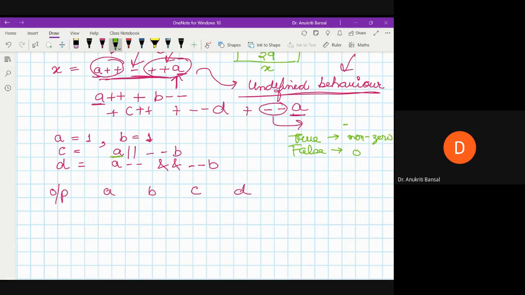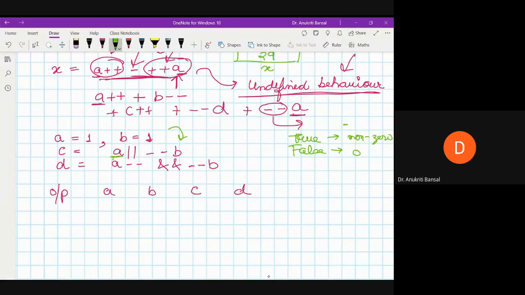What is A? A is 1. 1 is true. So due to short circuiting, I will not go to operand 2. I will not evaluate operand 2. So the value of A will be assigned to C. So C will also get A.